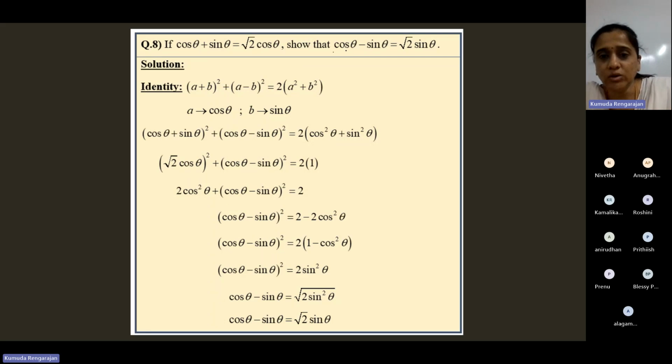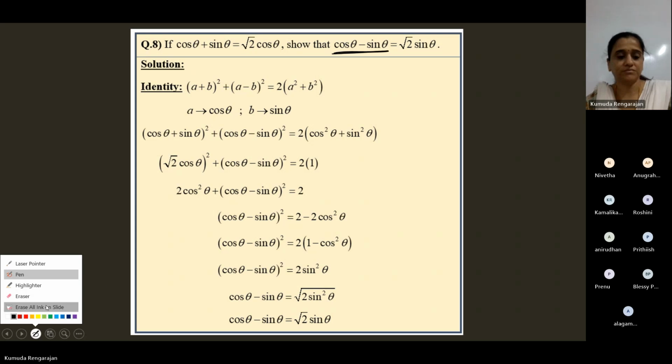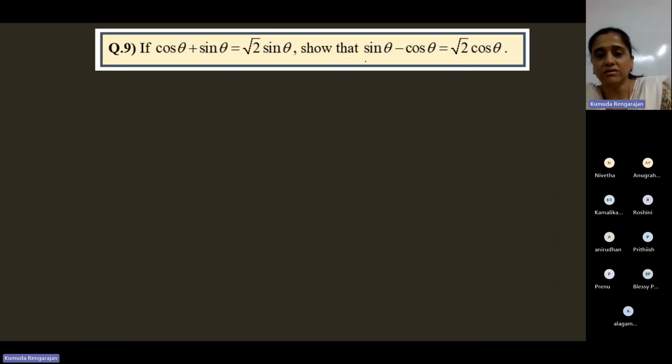Now here, look at A minus B. What is A here? Cos theta. B, sin theta. Don't go with the A plus B part; go with the A minus B part. Am I clear? In this one A is cos theta, B is sin theta. But in the other one, A is sin theta, B is cos theta.